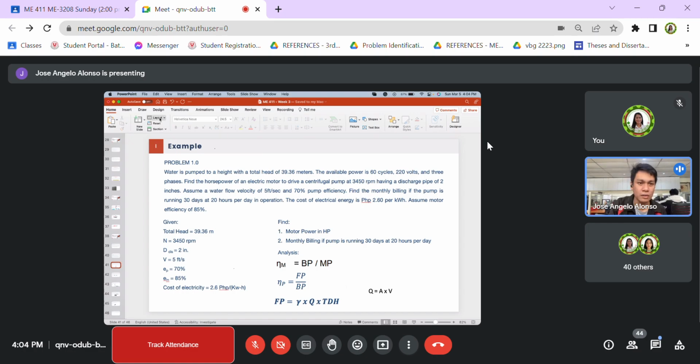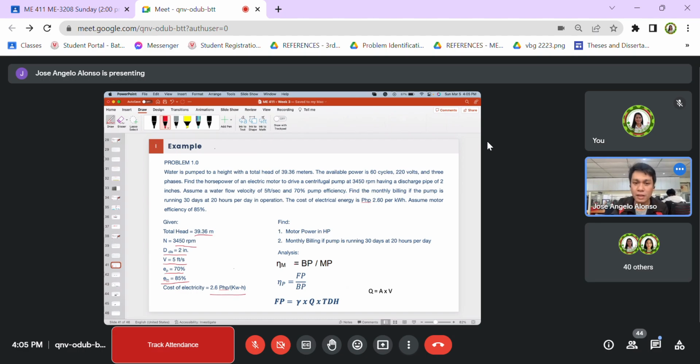So first, let's list muna kung ano yung mga binigay sa problem, kung ano yung mga given. So the first thing here is that the total head, which is total dynamic head, is equivalent to 39.36 meters. The speed of centrifugal pump is 3,450 RPM. The diameter at the discharge port is 2 inches. Binigay din siya yung diameter ng ating discharge flange. The velocity is 5 feet per second. Efficiency ng pump is 70%, while the efficiency ng motor is 85%. Yung cost ng electricity is given din at 2.6 pesos per kilowatt hour.